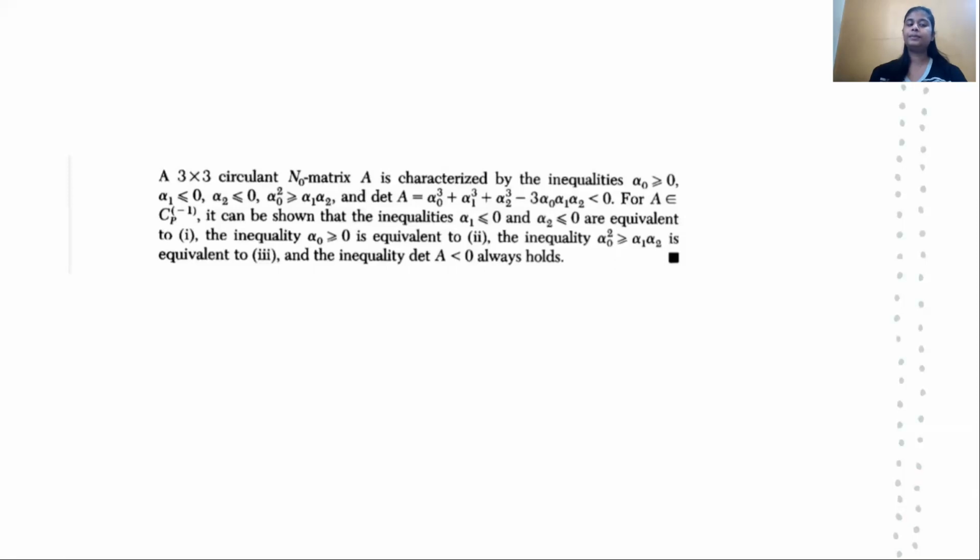For A belonging to C_P to the power minus 1, it can be shown that the inequalities alpha 1 less than or equal to 0 and alpha 2 less than or equal to 0 are equivalent to 1. The inequality alpha naught greater than or equal to 0 is equivalent to 2. The inequality alpha naught square greater than or equal to alpha 1 alpha 2 is equivalent to 3. And the inequality determinant of A is less than 0 always holds. So by this we can prove that the three conditions are satisfied and the theorem is proved.